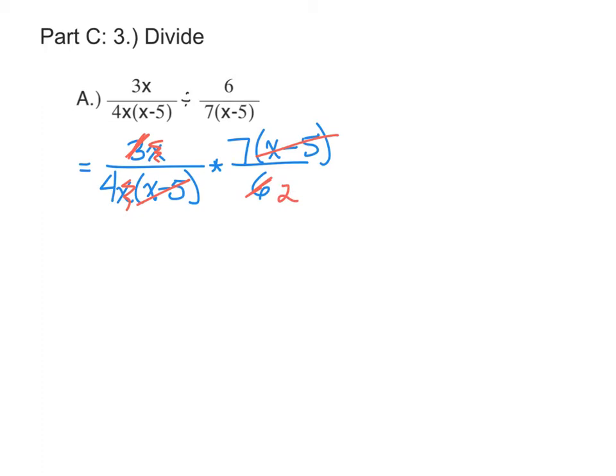Now go through the whole fraction and see what's left. In the numerator, the only thing is the 7, but in the denominator we have 4 and 2. So we should simplify this fraction as 7/8.